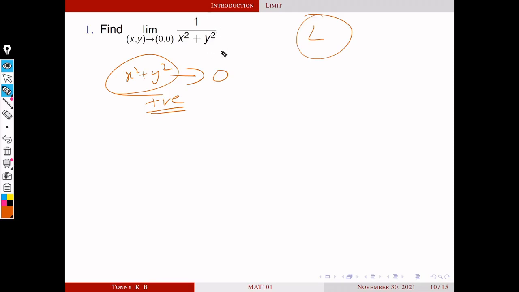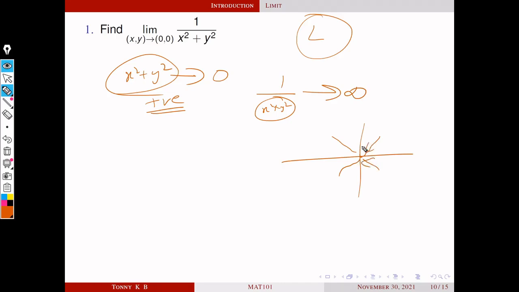So what about 1 by this quantity, x square plus y square? This is a very small positive quantity, so 1 by this is very big. That means this is tending to infinity. Clear? So whatever be the direction of (x, y), if x and y are very small, then x square plus y square is also very small and positive, and 1 by that is very big, tending to infinity. Okay, so what is the limiting value? Its limiting value is infinity.